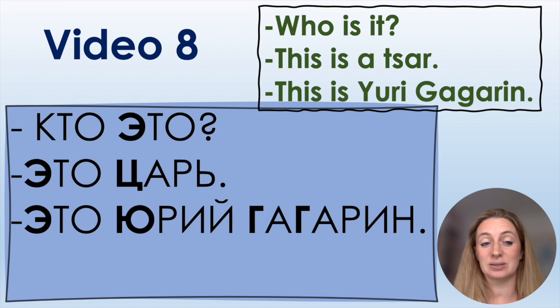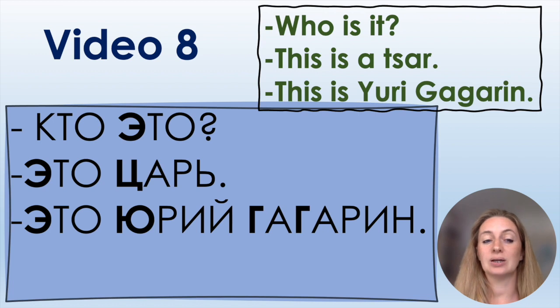Key sentences for this video are Кто это? Who is it? You ask about people or animals. Это царь. Это Юрий Гагарин.